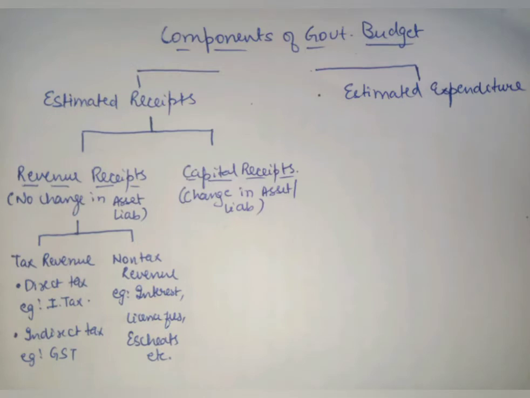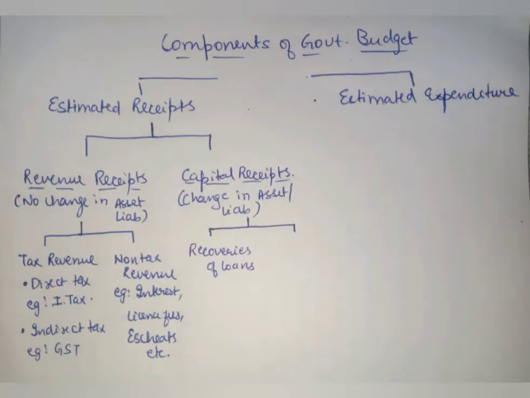The second category of receipts are the capital receipts. Capital receipts are the receipts which either lead to reduction in assets or increase in the liabilities for the government. Majorly, capital receipts take up three basic forms. First is recovery of loans. Whenever the government recovers a loan which it has already given to someone, it leads to reduction in the assets for the government.